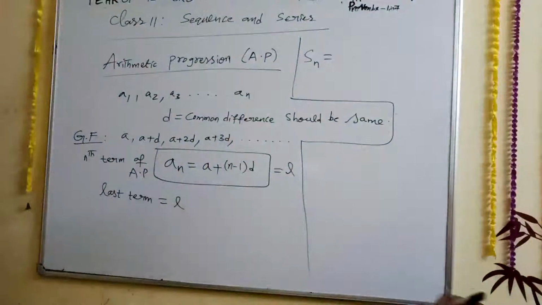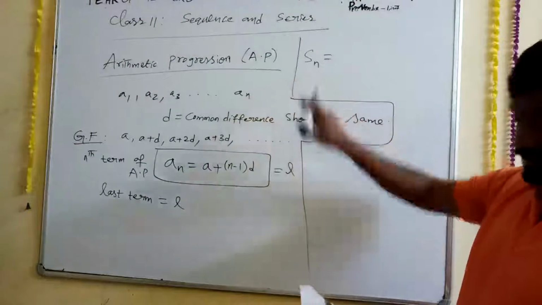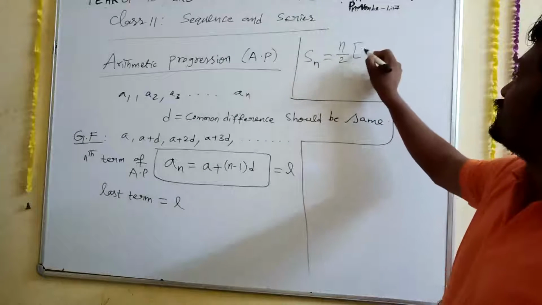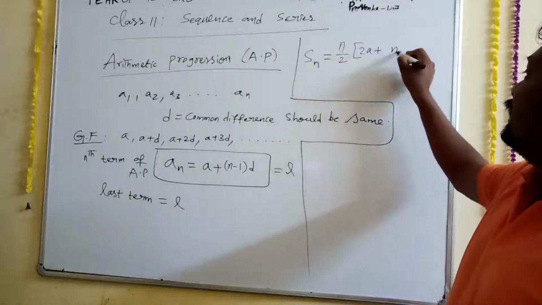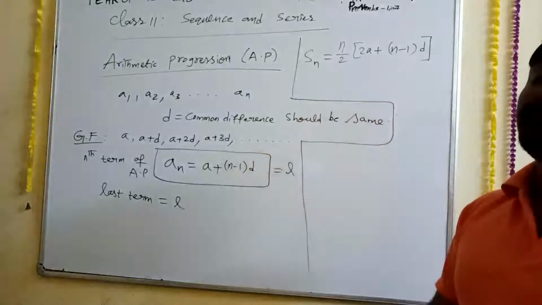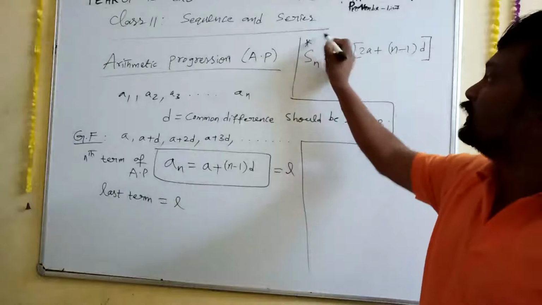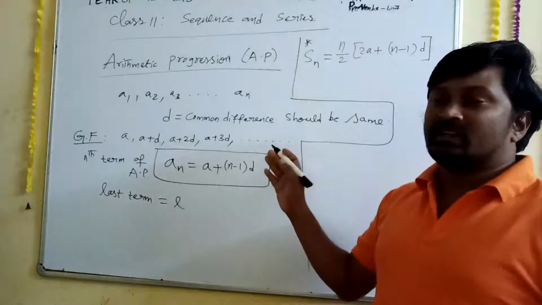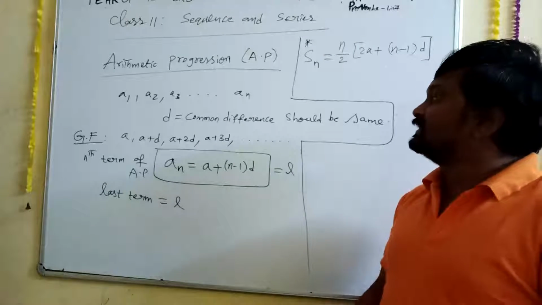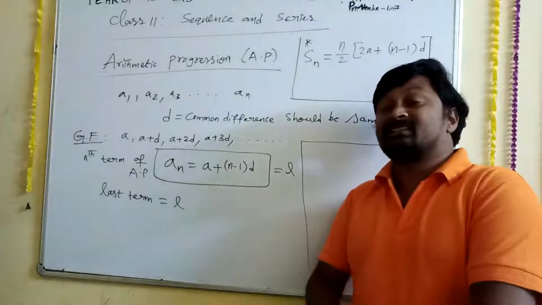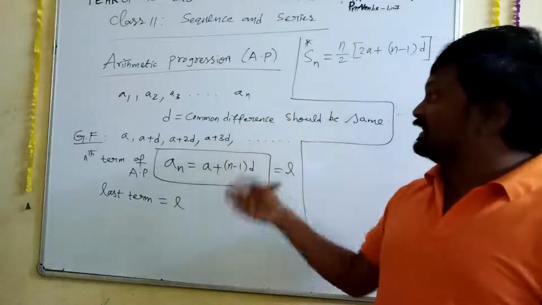So summation of all the n terms is equal to n upon 2 into 2a plus n minus 1 into d. These are the important formulas, important points which you are going to remember before going to start our examples and exercise. So I hope you all got all the answers of your exercise number 1. So let us see now in this.